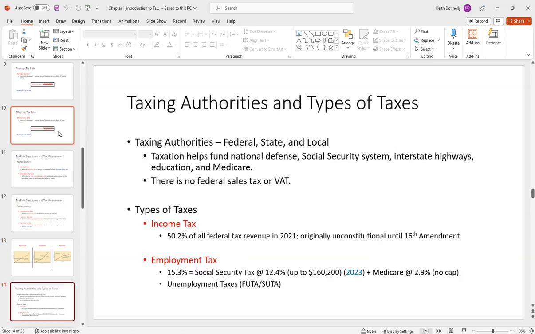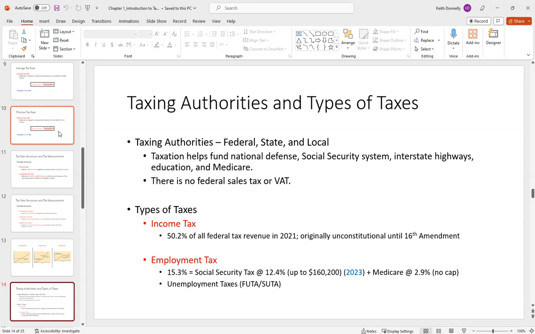This is really where we're picking things up. We're asking, who are the taxing authorities? Who imposes these taxes? You have the government. It can be the state government, the federal government, the local government. They have the taxes they impose. And what are the types of taxes they impose? Well, the income tax is the big one. That's what we're going to be looking at for individuals and for businesses. That's just one type of tax, though.